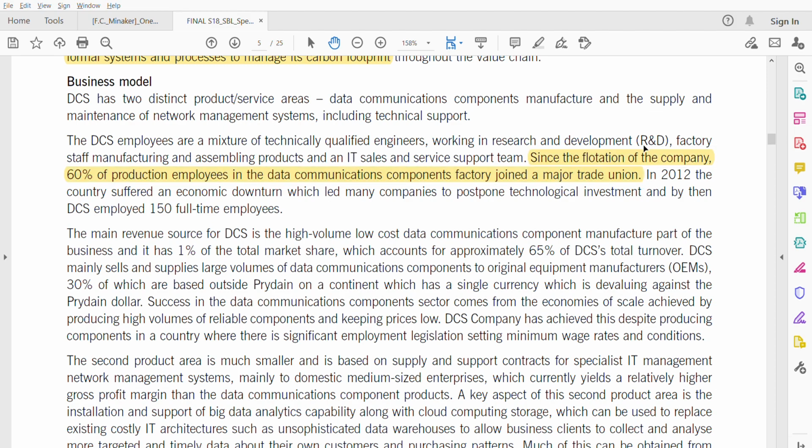Okay, in 2012 the country suffered an economic downturn, which led many companies to postpone technological investment, and by then DCS employed 150 full-time employees. So what happened in 2012? You need this piece of information because remember you have to compare from 2012 to 15, for 3 years. This is financial information. You need this. The economic downturn. Employed full-time employees.